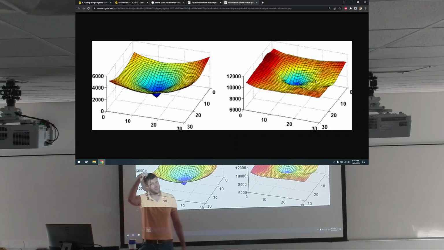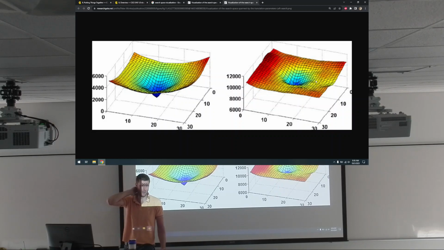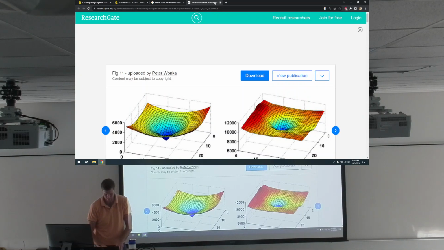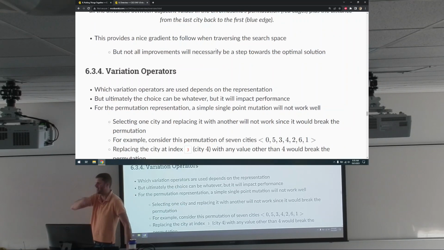So a gradient is important to have. It guides the search, but it's not the end-all be-all. You have to make sure your algorithm has the ability to knock itself out of local minima or maxima, depending on maximizing or minimizing problems. Does that make sense? So a gradient is something guiding me in the direction that I probably, hopefully, really want to go. So that's that point. Not all improvements will necessarily be a step towards the optimal solution, though.